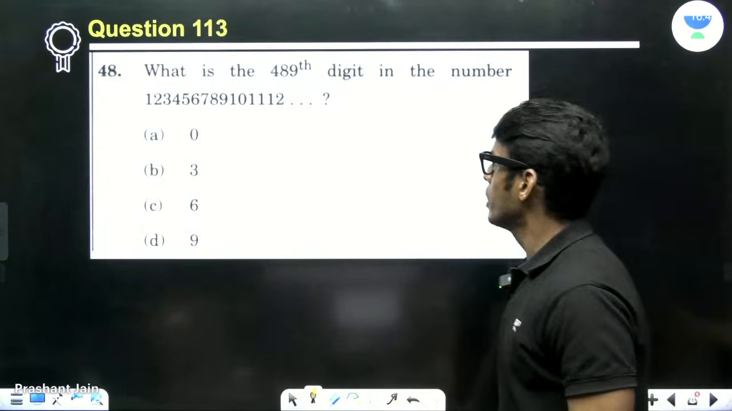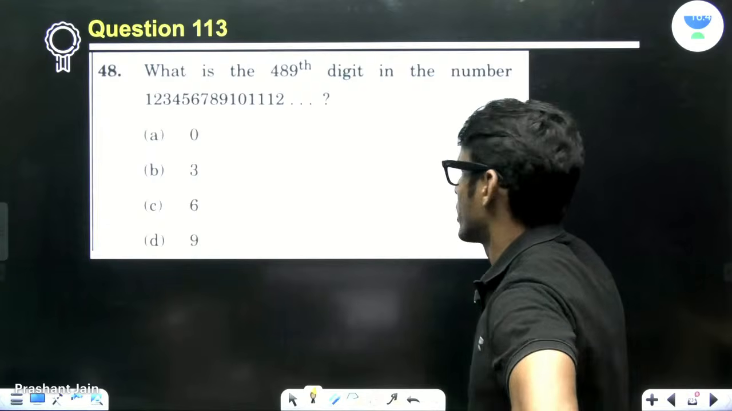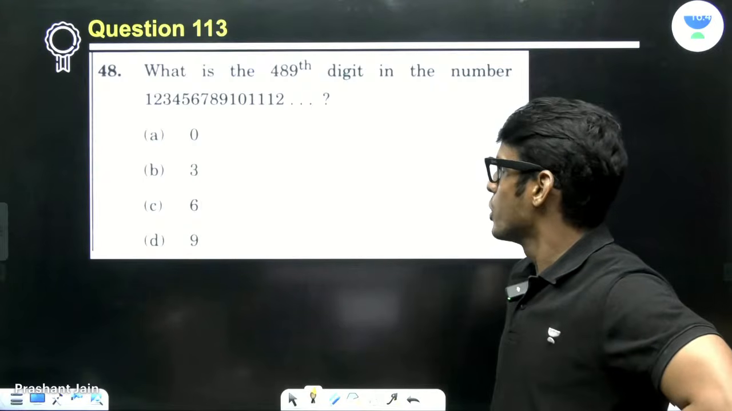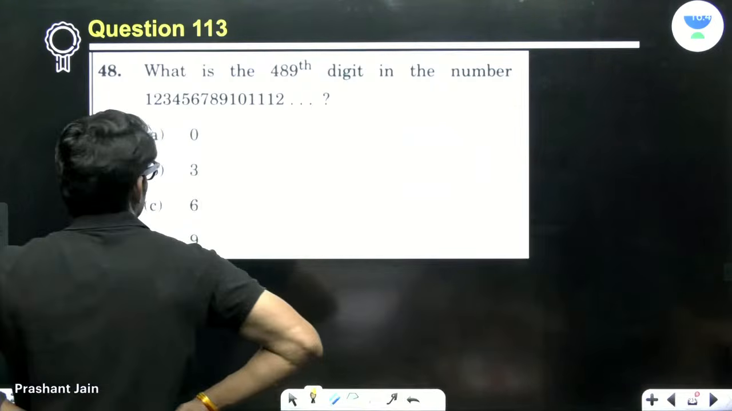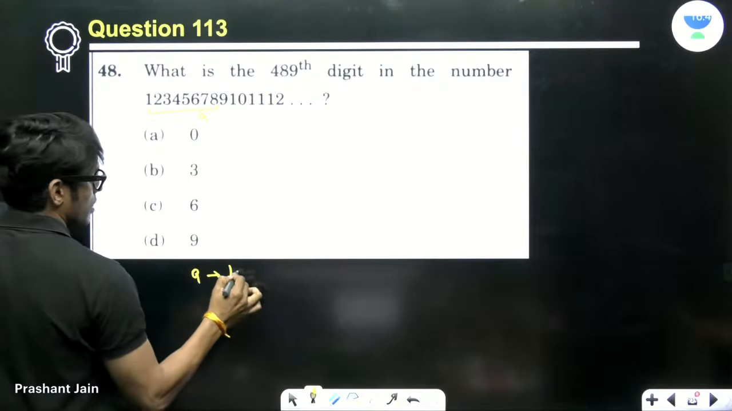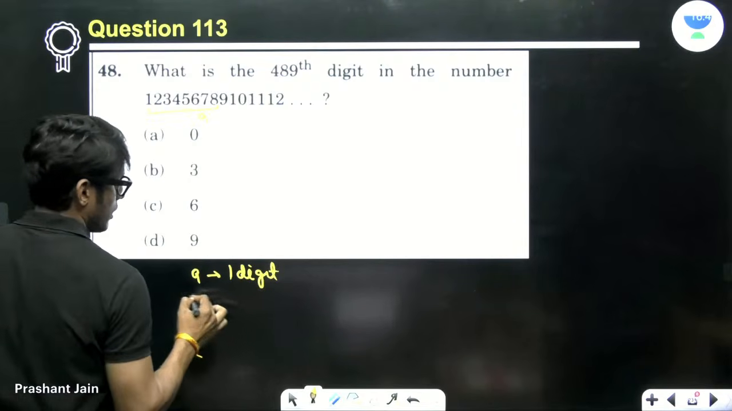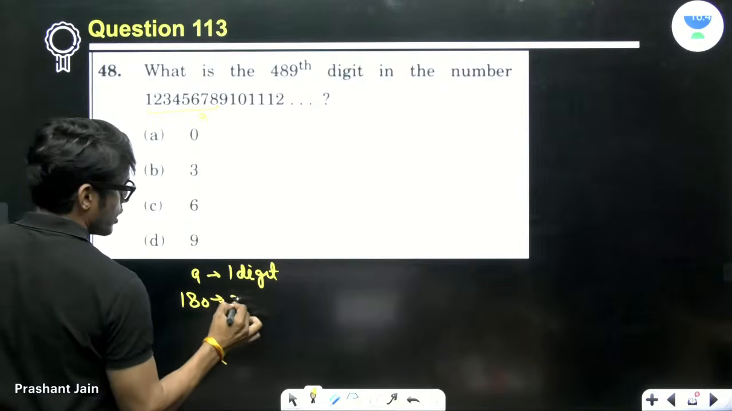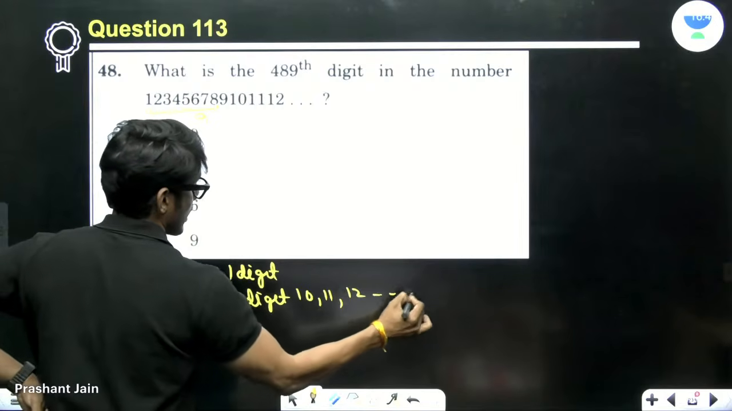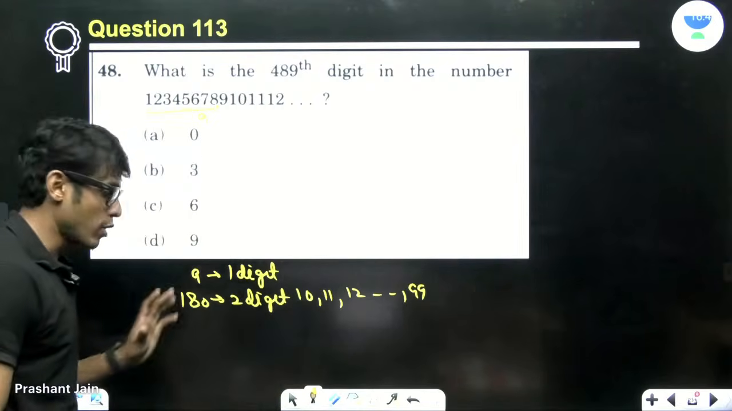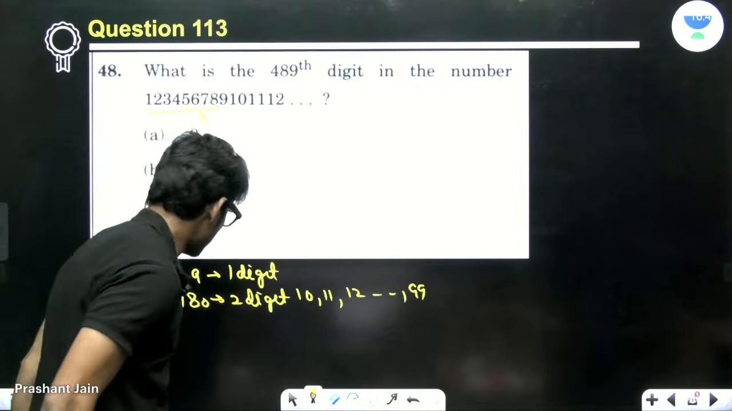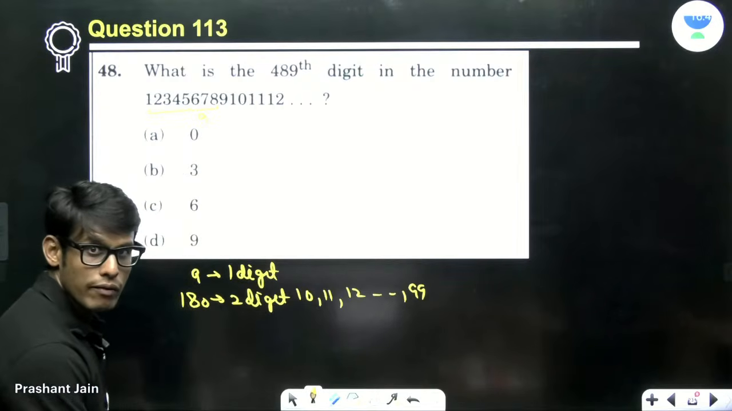Now, what is the 489th digit in the number? This is doable but a very lengthy problem. What I will do here is see that 1-digit numbers are 9. Then 180 digits will be occupied by 2-digit numbers. What are 2-digit numbers? 10, 11, 12 till 99. So these are 90 numbers. They will occupy the next 180 digits. So they are 189 digits.